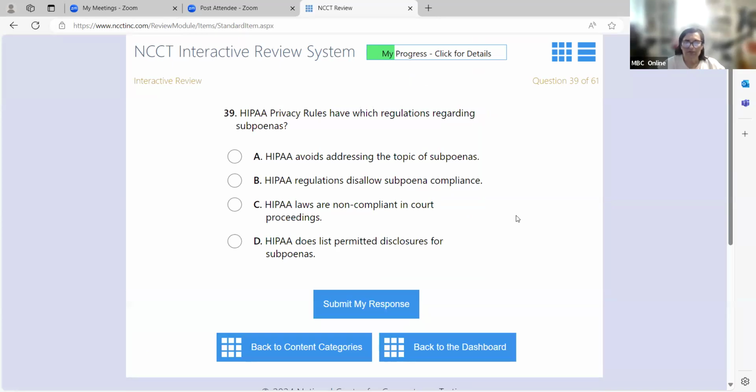HIPAA privacy rules have which regulations regarding subpoenas? A, HIPAA avoids addressing the topic of subpoenas. B, HIPAA regulations disallow subpoena compliance. C, HIPAA laws are non-compliant in court proceedings. D, HIPAA does list permitted disclosures for subpoenas. So which one do you think has to do with HIPAA and privacy rules?